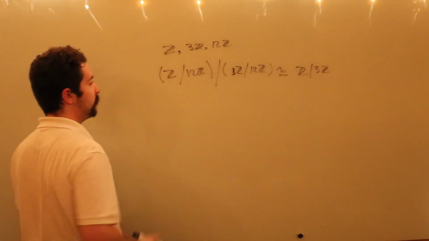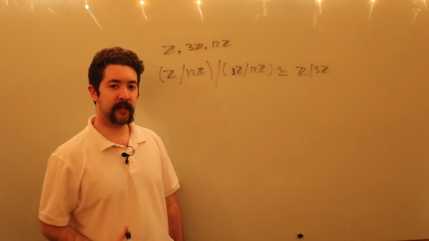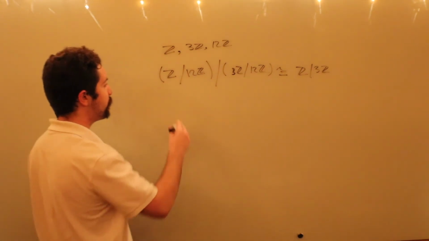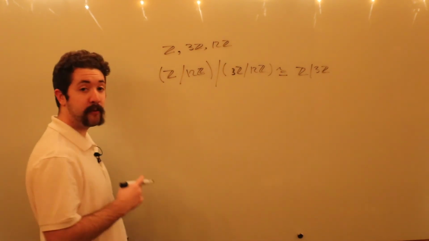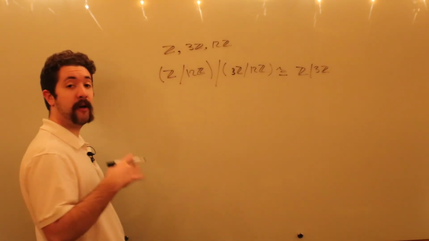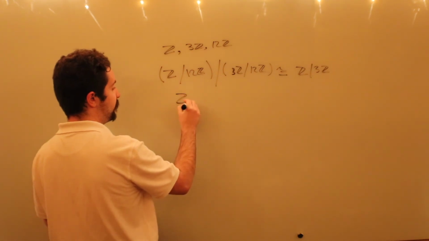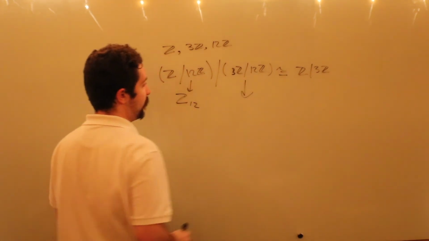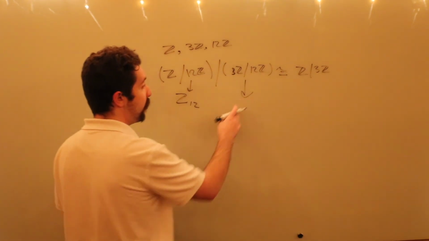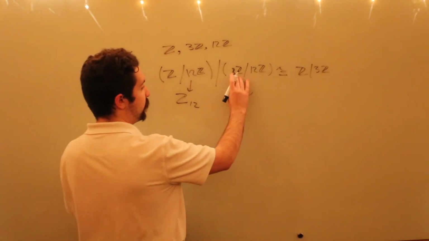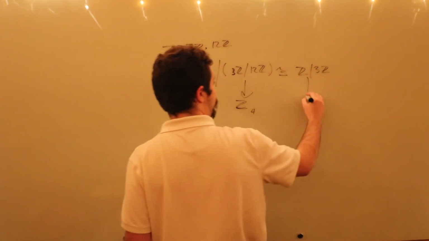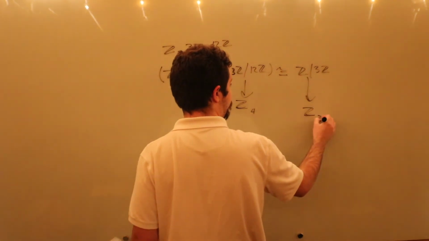Well, what is Z quotient 12Z? We talked about this kind of quotient when we talked about the quotient group, right? So Z quotient mZ is equal to addition modulo m. So this is Z12, and this is going to be isomorphic at least to Z4, and this is going to be isomorphic to Z3.